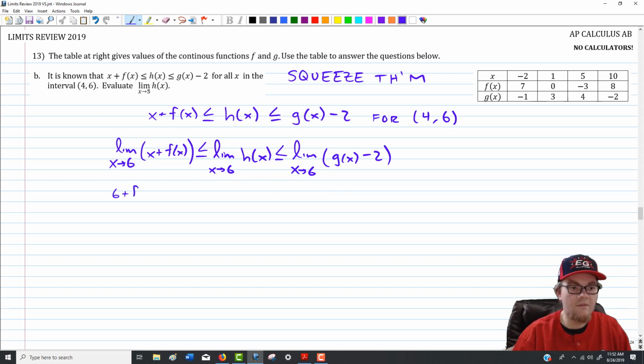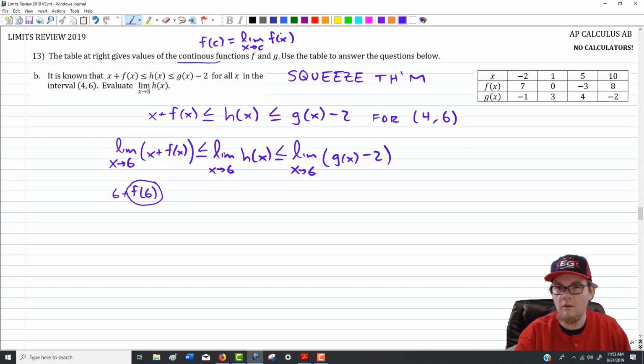So this will be 6 plus f of 6. And by the way, the reason I can calculate this limit using f of 6 is because the functions are continuous. And recall, if a function is continuous, f of c must equal the limit as x approaches c of f of x. Really small little nuance, but definitely something that's kind of rich there to really make clear why we can do this.